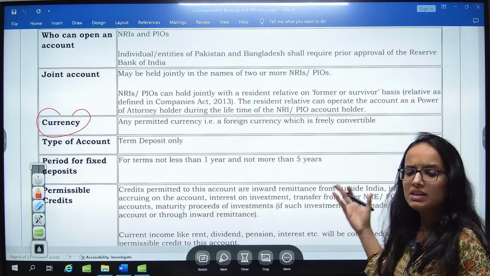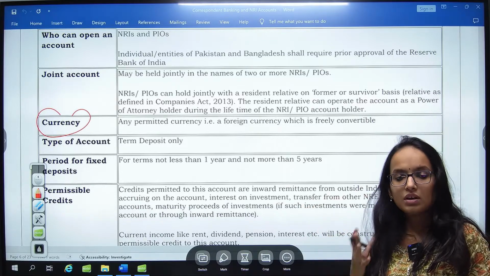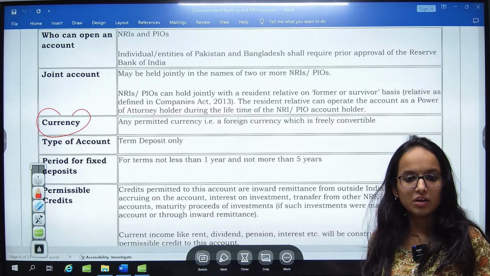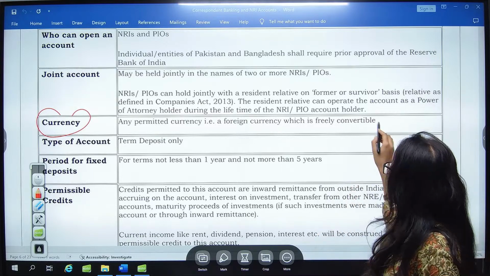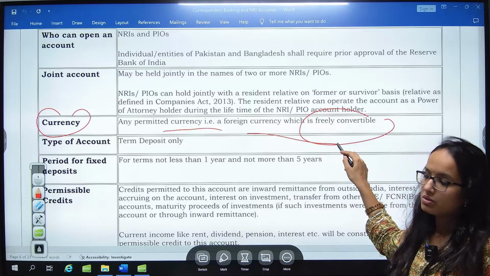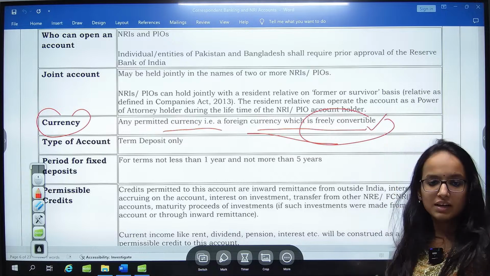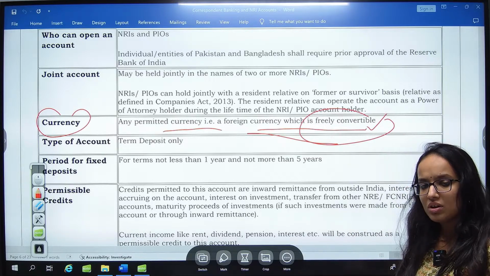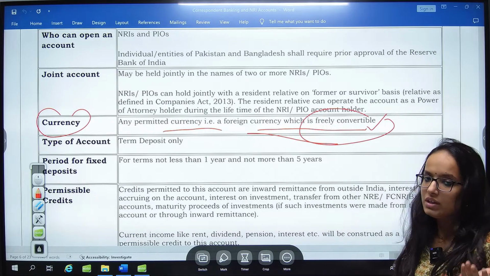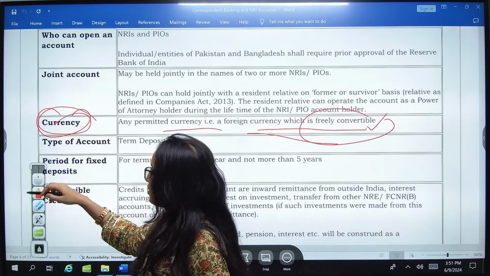Getting my point? So these are your US dollars, your British pound sterling, then you have Japanese yen, you have Australian dollar, you have Canadian dollar. All these currencies which are freely convertible are permitted for FCNRB deposits, okay? So currency, any permitted currency, that is foreign currency which is freely convertible. So for this matter, you have US dollar, Australian dollar, Canadian dollar, yen, British pound, all these currencies, right? So this is the situation of FCNRB in terms of your currency.